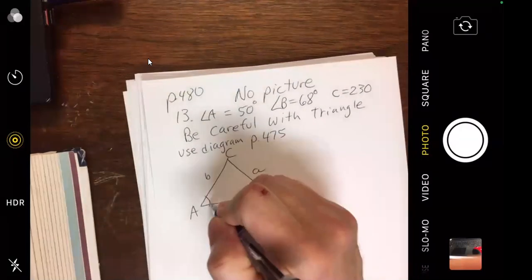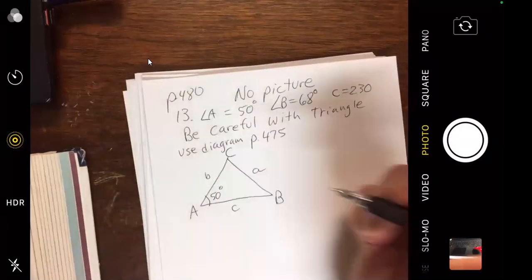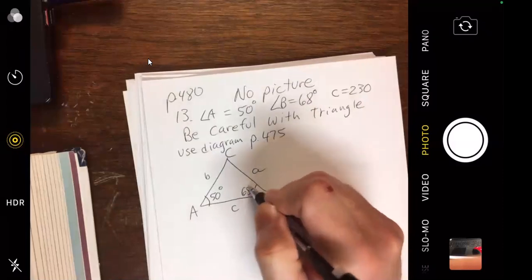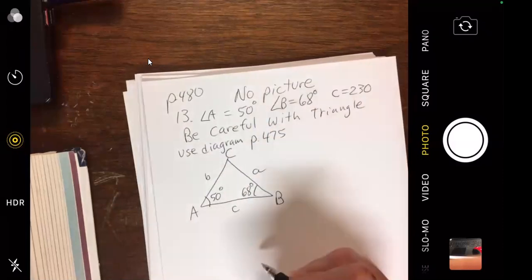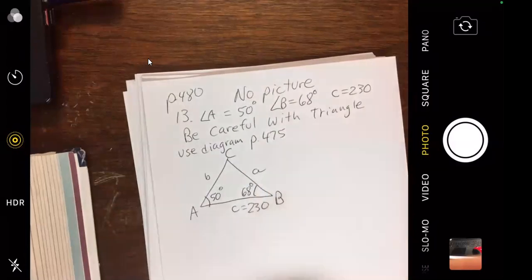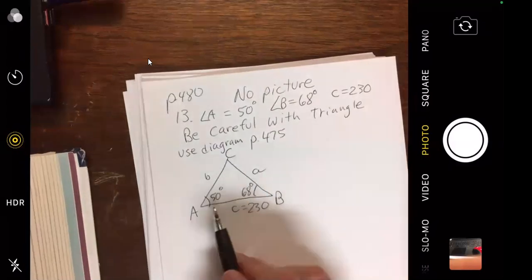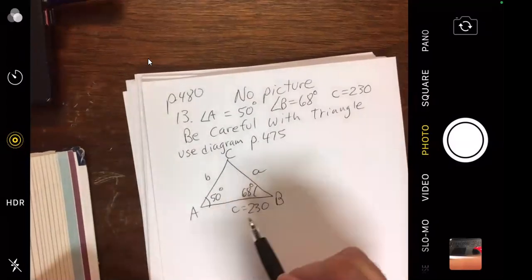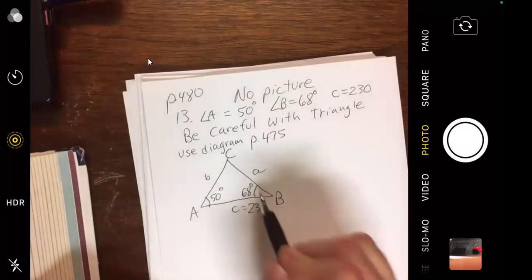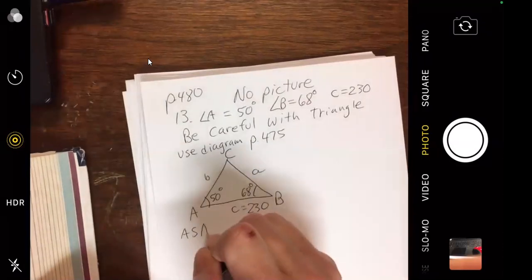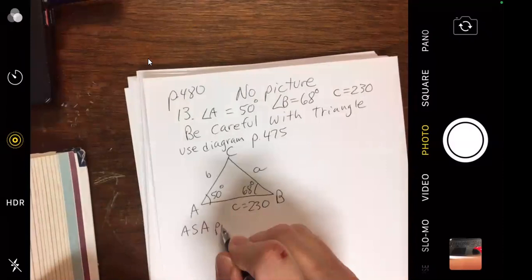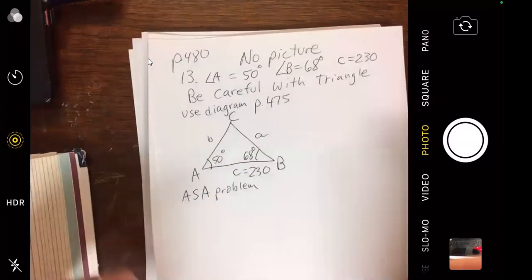So they're telling me this is 50 degrees, that's angle A, and they're telling me this is 68 degrees, and they're telling me the little c down here is 230. So you see you have a classic angle-side-angle problem, which is one of the ones Law of Sines is intended to solve.